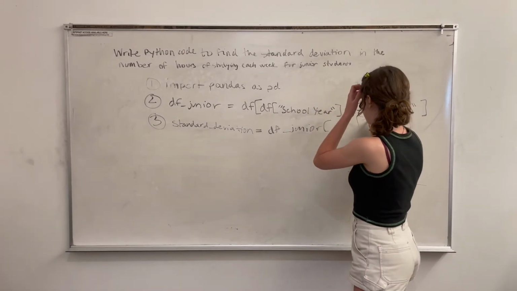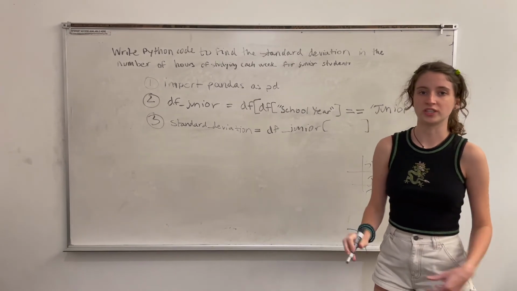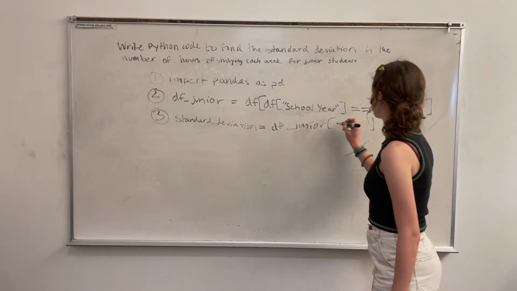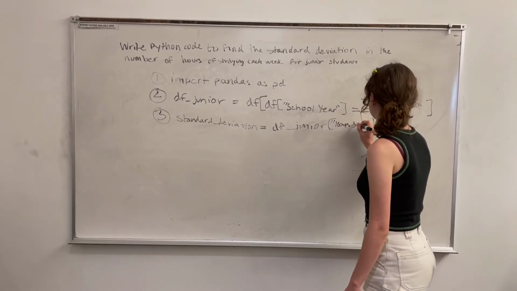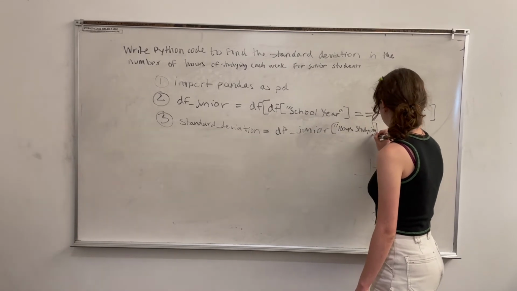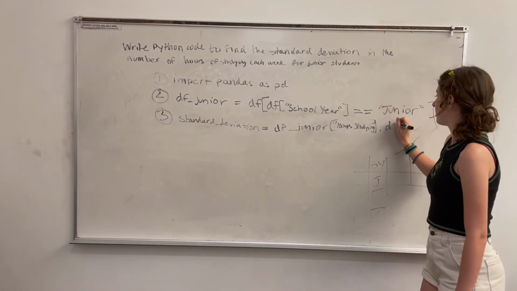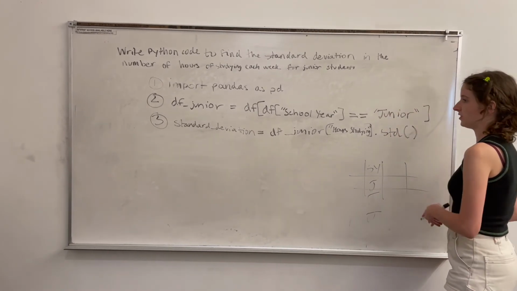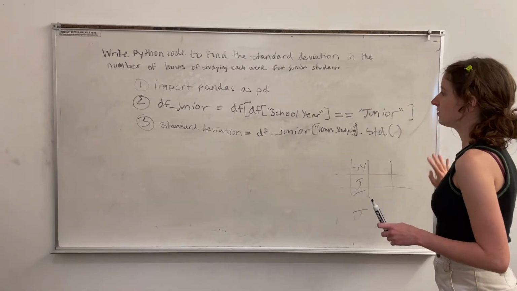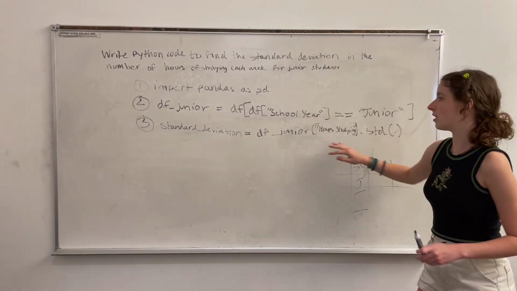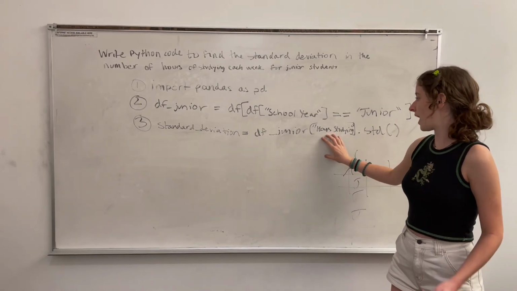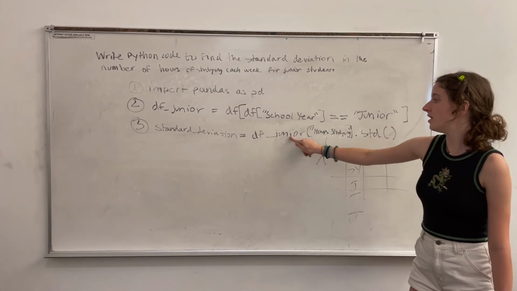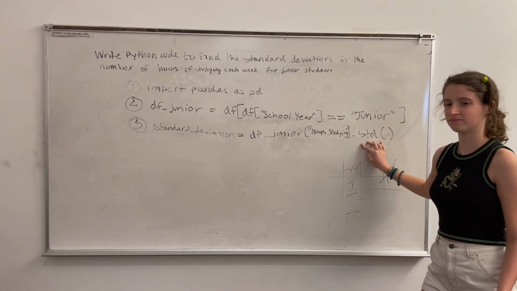Make sure you specify the column that you're calculating, because if you don't, then it'll just produce a list of the standard deviation of every column. So we're looking at hours studying. And then you do .std with open and close parentheses. When you run all of this, standard_deviation will hold the standard deviation of the hours studying for just the juniors. And make sure, like I said, you indicate this column inside df_junior before applying the function. And there you go.